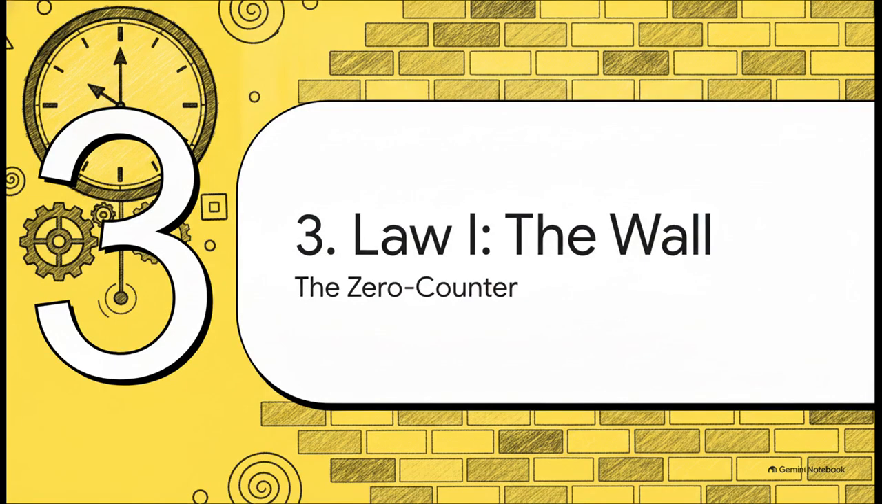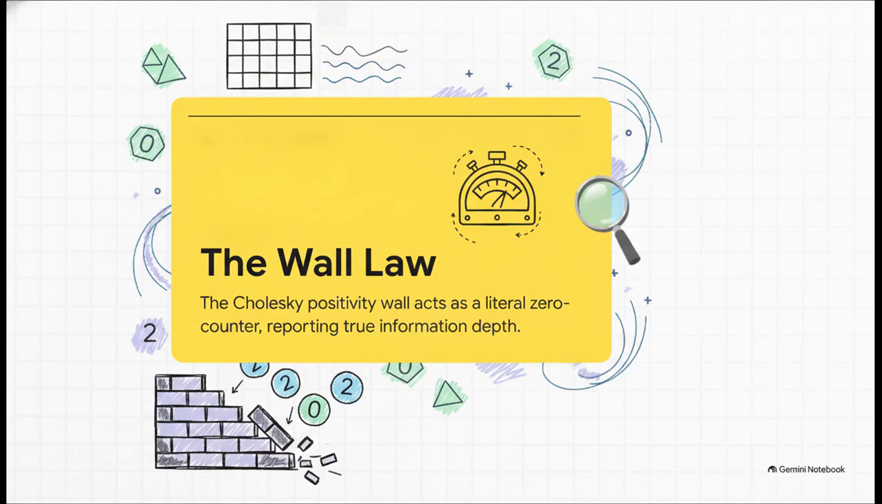Which brings us to Section 3, Law I, the wall, our literal zero counter. Now that we have a ticking clock, we need to understand the physical constraints it operates under. As our machine processes the prime data through that Hankel matrix we mentioned earlier, it eventually hits what's called a positivity wall, a point where the math literally breaks down and drops below 0.